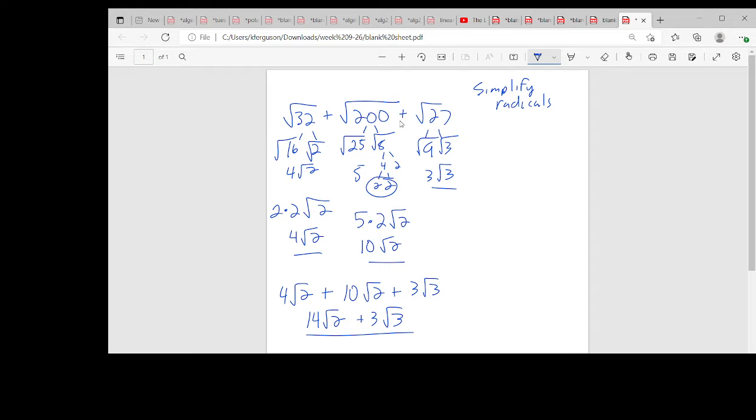Does anybody have any questions on simplifying radicals? Okay, you've got the next one. Yeah, the next is for you to do. All right, let's look at dividing radicals.